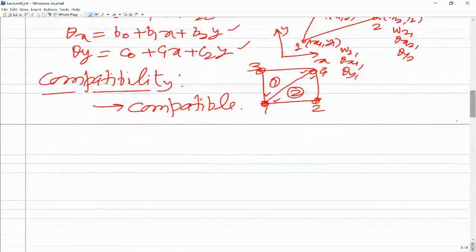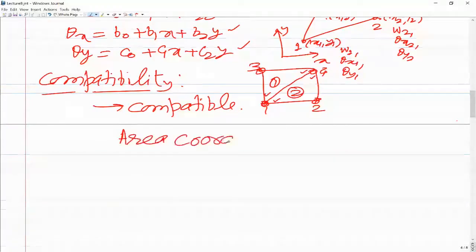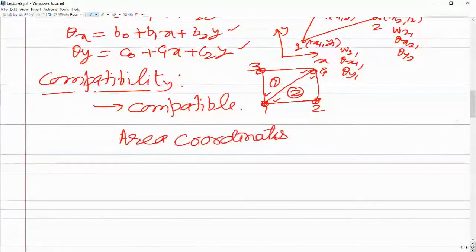So the conclusion is that this triangular element, with three terms in the approximate solution in each variable w, theta x and theta y, is a compatible element. Now we express these unknown constants a0, a1, a2, b0, b1, b2, c0, c1, c2 in terms of degrees of freedom. Finally, the approximations for w, theta x and theta y come out in terms of area coordinates, and the area coordinates are defined now in this triangle.